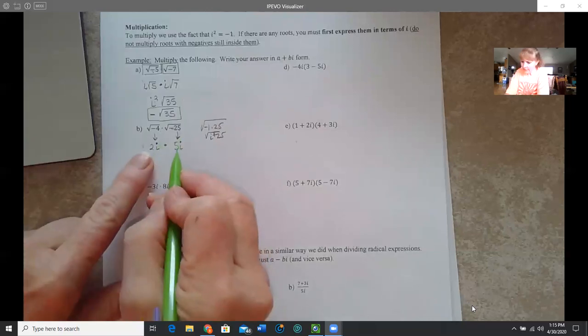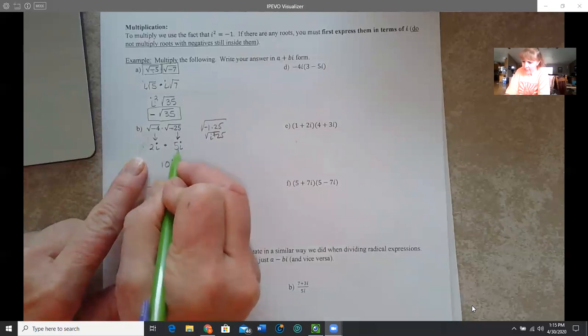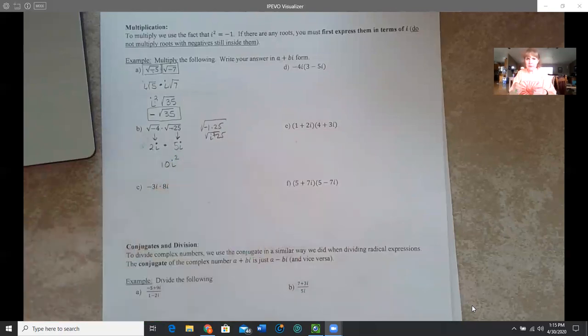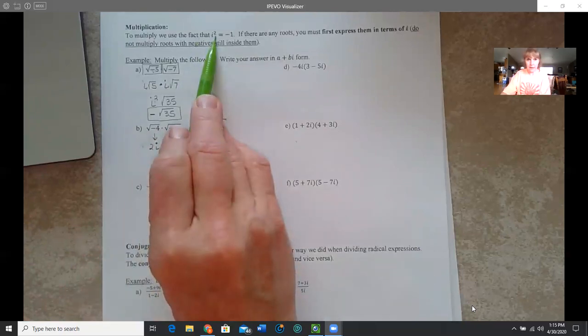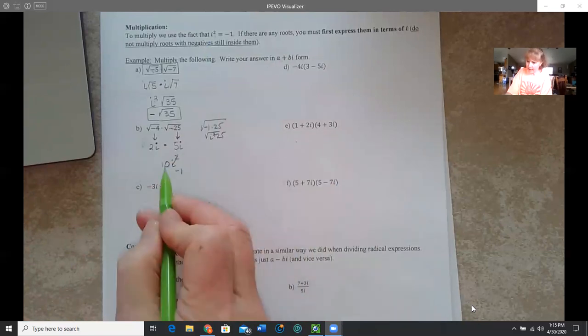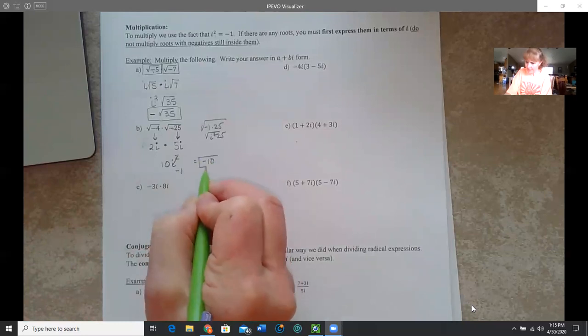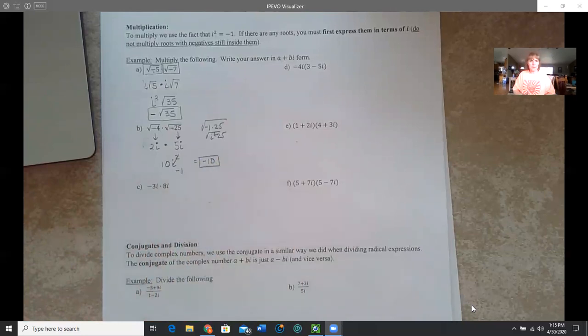Multiplying the 5 and the 2, you get 10. i times i is i squared. So they follow those same rules as adding exponents. But we do know that i squared is a -1. 10 times a -1 is a -10. So there's our answer.